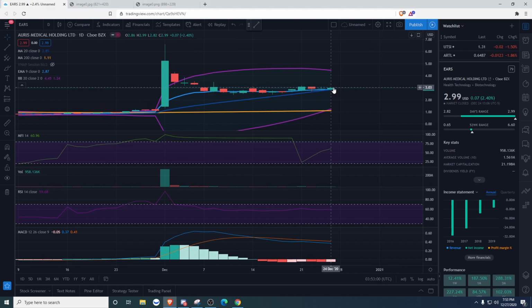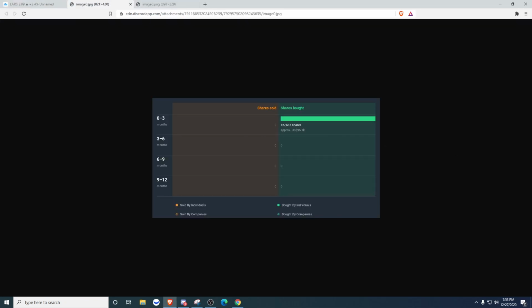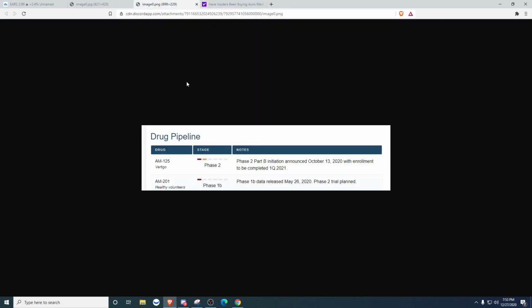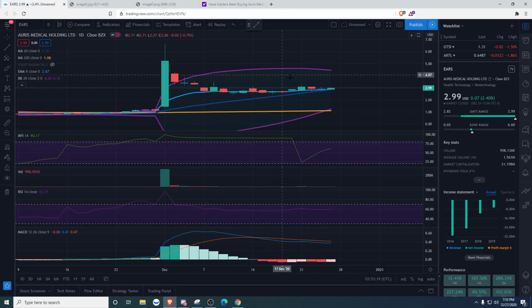We definitely want to see it break 3. If this breaks 3, it's going to be a nice swing. With the catalyst all in shape, and I think there's another article link. Here it is. Insider buying, a catalyst coming soon, and the chart definitely looks primed. This swing is definitely pointing in the right direction.